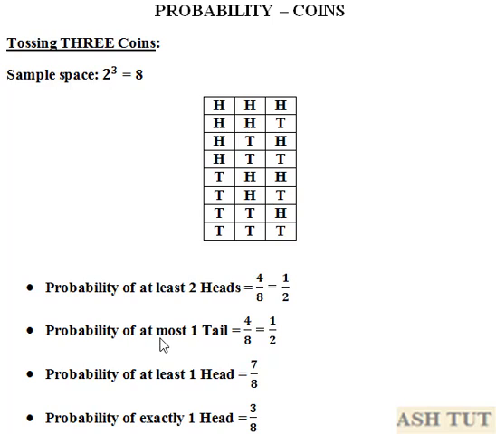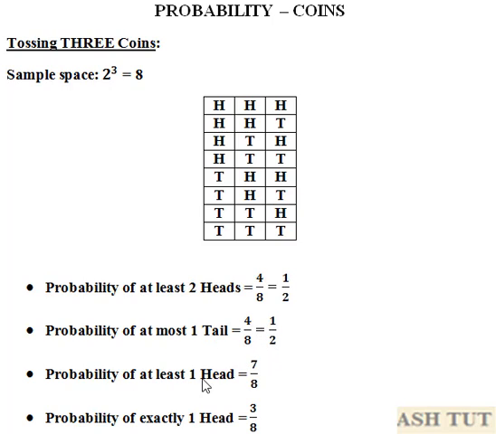So 4 by 8, which is 1 by 2. The next question is probability of at most one tail. At most means that maximum one tail should be there. Here we have one tail. Here also we have one tail. Here there are two tails, so we will not consider this. Here it is one tail, so that's okay. And in the first set there is no tail, so we will also consider this, because at most one means maximum one, but minimum is also possible. So the answer is 4 by 8, 1 by 2.